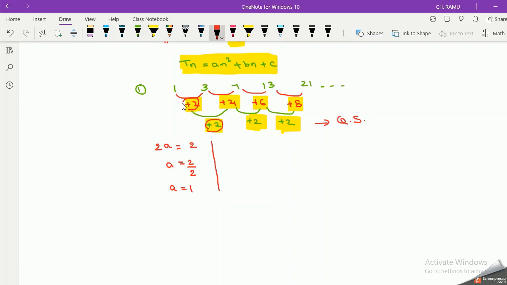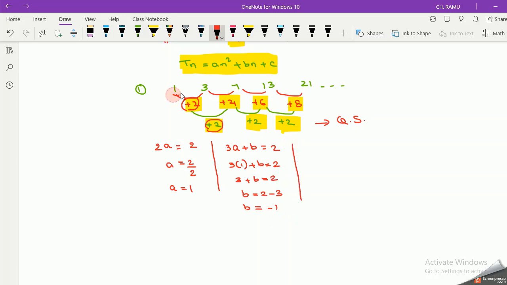Now here is the first difference. The first difference should always be equal to 3a plus b. That is equal to how much? What is the first difference? 2. So 3 into a value 1 plus b is equal to 2. 3 ones are 3 plus b is equal to 2. b is equal to 2 minus 3. b is equal to minus 1.